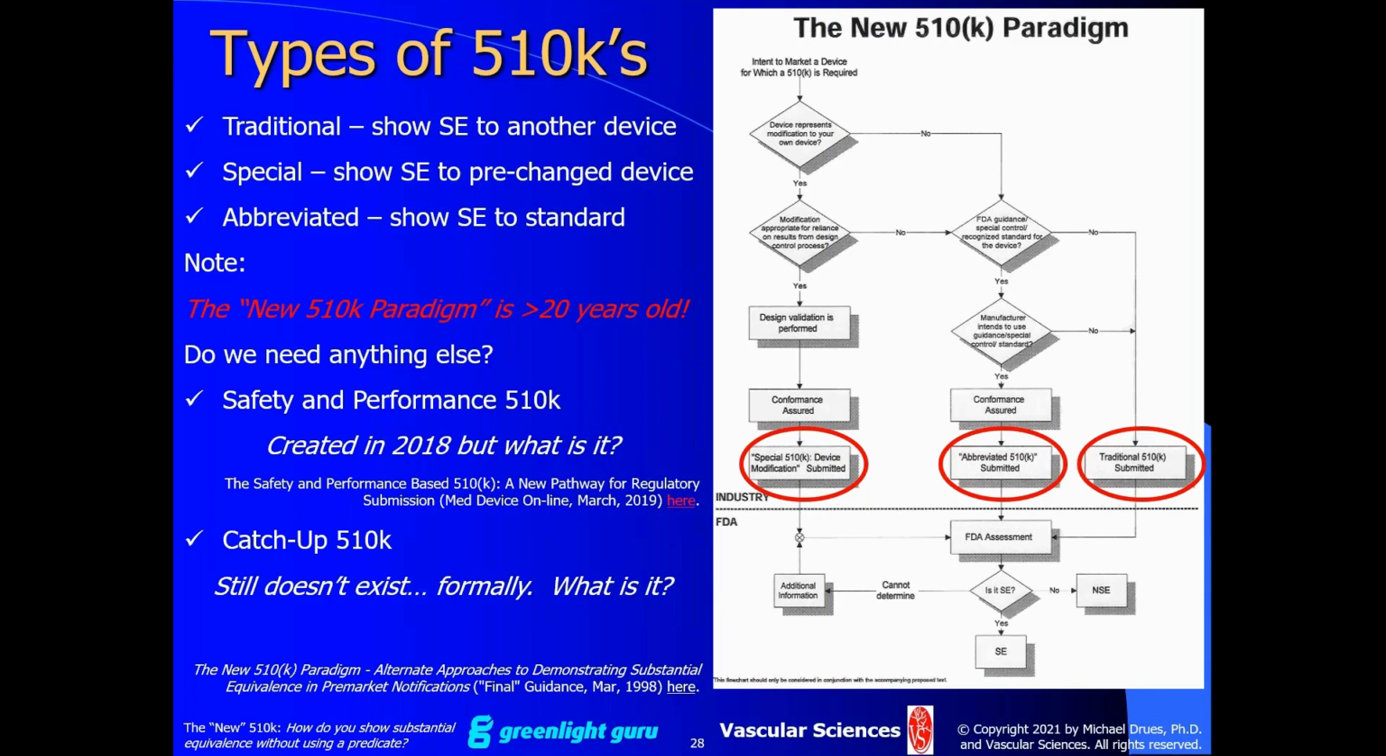Well, what we're talking about here is change creep. We make a change to a device. We handle that under letter to file. We don't notify FDA. We make another change to the device. It's not a significant change. We handle that via letter to file. We don't notify FDA. We make a third non-significant change. We don't notify FDA, and so on and so on.